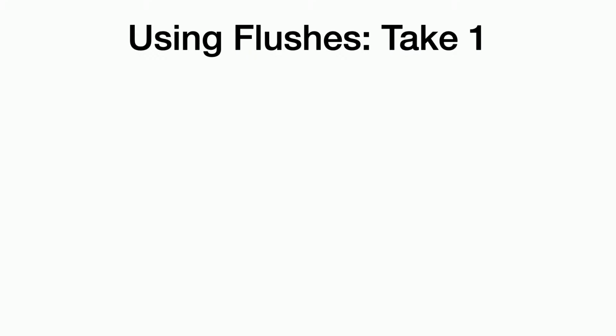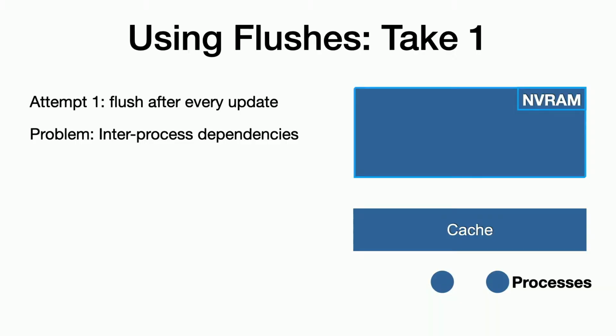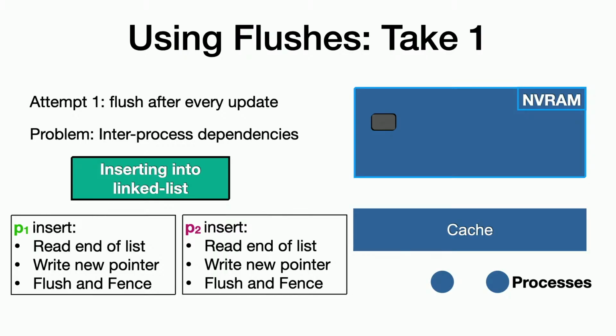We could do a first take, and see if that works. Let's flush after every time we update the memory. I'll show that this won't work. Let's imagine that we have some algorithm that inserts into a linked list. This is the head of the linked list, and I have 2 threads that want to insert some item into it. Their algorithm says, let me read the head of the linked list, allocate my new node and write in a pointer from the head to my new node. And then I'll flush my update.